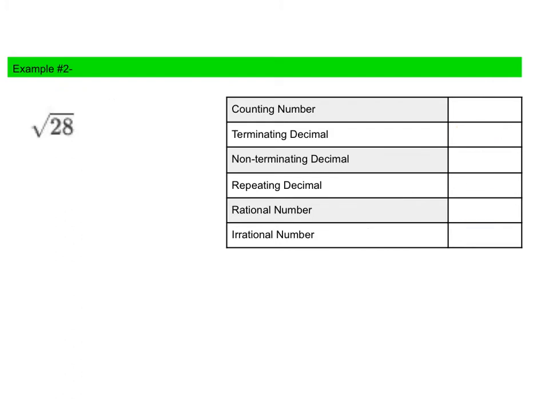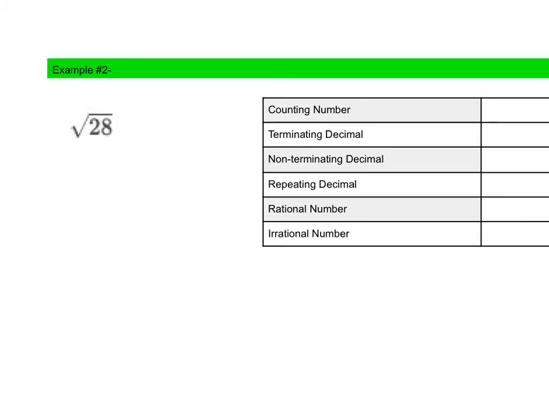All right, example number 2. We have the square root of 28. Now the square root of 28, I can break this down. Okay, this is the same. The square root of 4 times 7. And I can actually take the square root of this 4. This becomes 2 root 7. So 2 times the square root of 7.